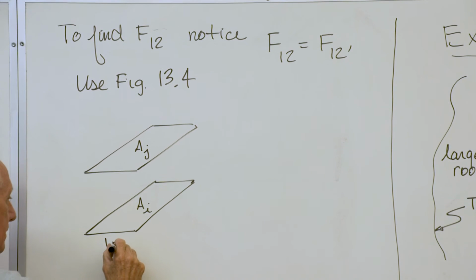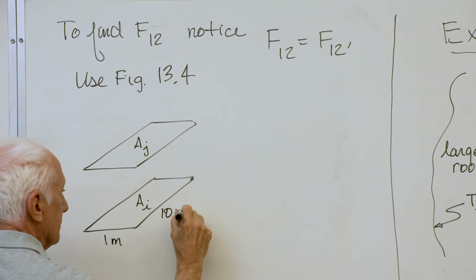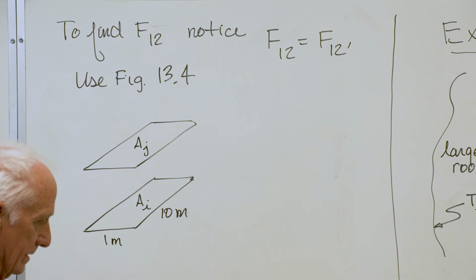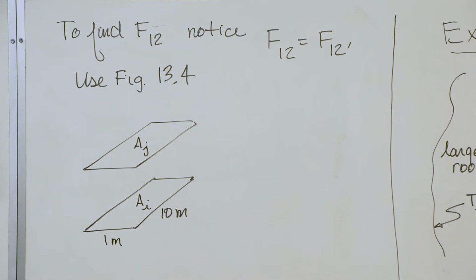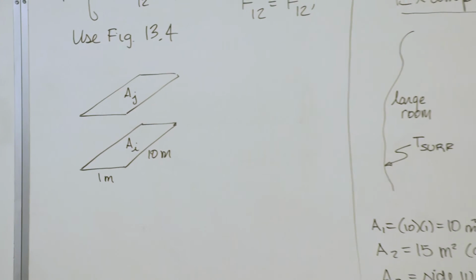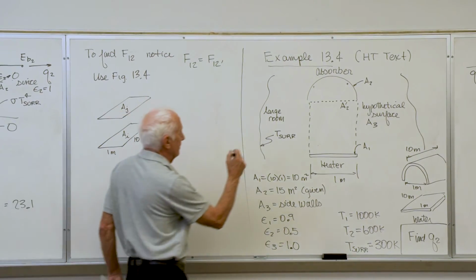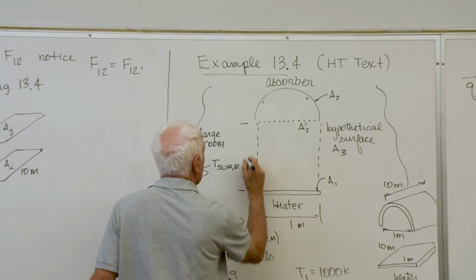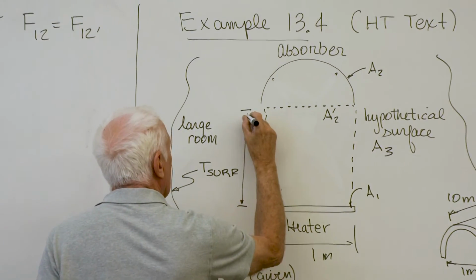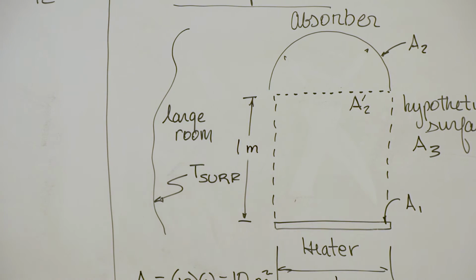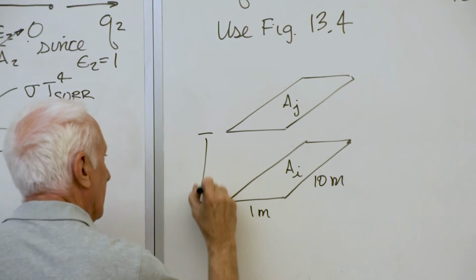This is 1 meter. This is 10 meters. I didn't put that on there, I don't think. I think the height was 1. Let me just verify that. Let's read the problem again. Oh yeah, 1 meter it is. Okay, this distance from here to here, given in the problem, 1 meter.